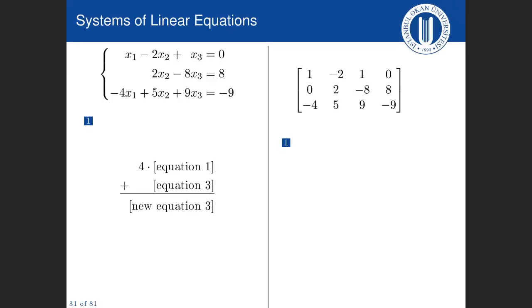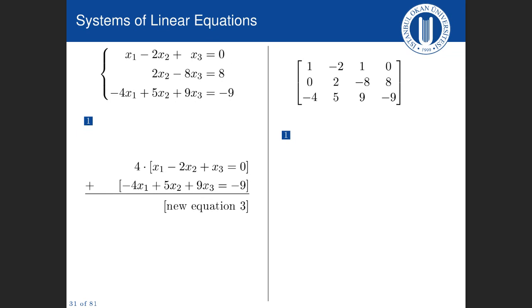First, look at the left. I want to do 4 times equation 1, and I want to add that to equation 3, and then that would be my new equation 3. So I'm going to take the first equation, multiply it by 4, and then add it to the third equation. So I'm going to do 4 multiplied by x1 minus 2x2 plus x3 is equal to 0. And I'm going to add that to minus 4x1 plus 5x2 plus 9x3 is equal to minus 9. And that will be an equation which I'm calling new equation 3.